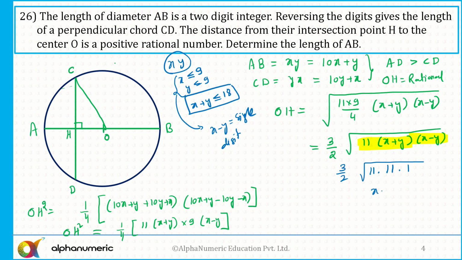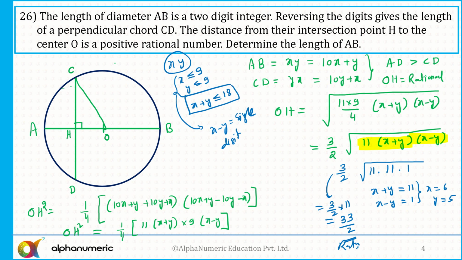If x plus y is equal to 11 and x minus y is equal to 1, then the values of x and y are 6 and 5. So x is 6 and y is 5. And this value comes out to be 3 by 2 into 11, which is 33 by 2. Remember that it's a rational number here.